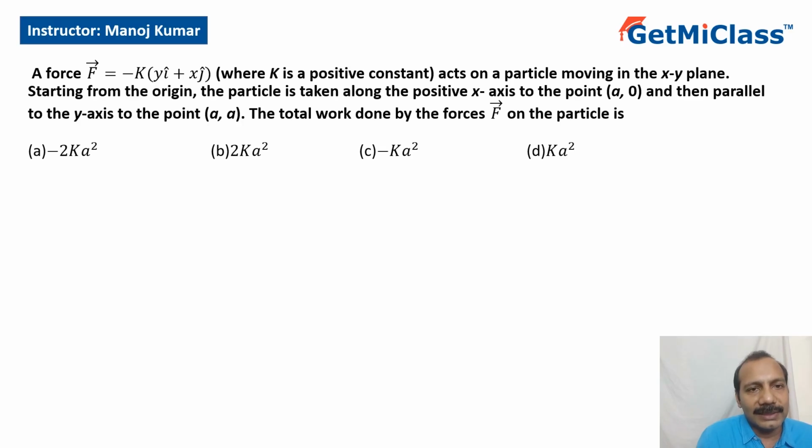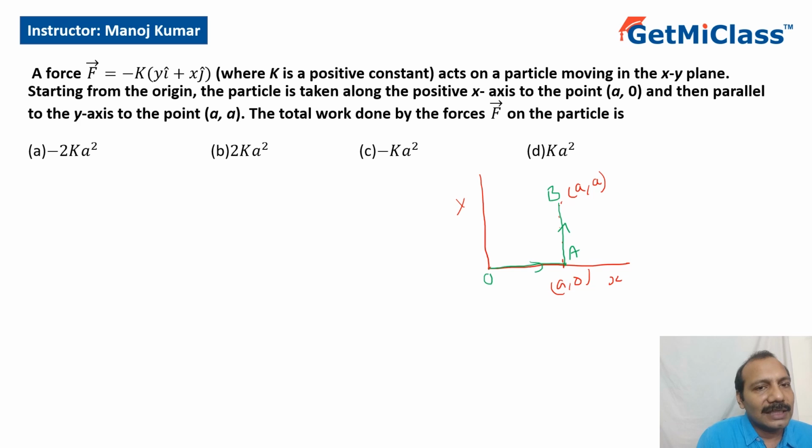So let's try to represent that graphically. So this is, let's say, the x-axis, this is, let's say, the y-axis. Now the point from where I'll take this point to be (a, 0). So initially it is taken from this, and then somewhere here this point to be (a, a). So how is the particle moving? Initially the particle moves in this direction and then it moves in this direction. So let me convert this question into two parts, that is when it is moving from O to point A, then point A to point B.